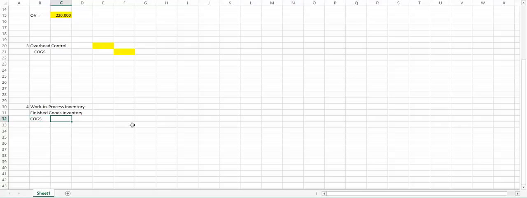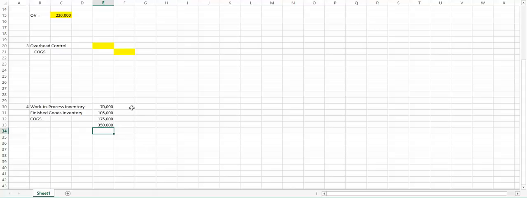We know the amounts because the book tells us the actual amounts. In this case, work in process inventory is $70,000. We're going to take the information directly from the textbook. We're told the finished goods inventory is $105,000 and the cost of goods sold is $175,000. And then we're going to have to total. That gives us a total of $350,000.